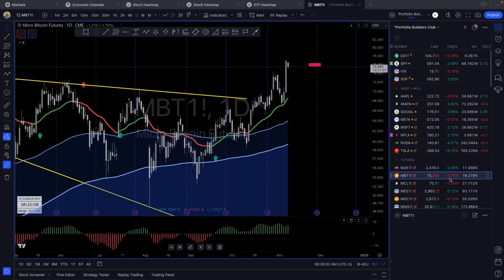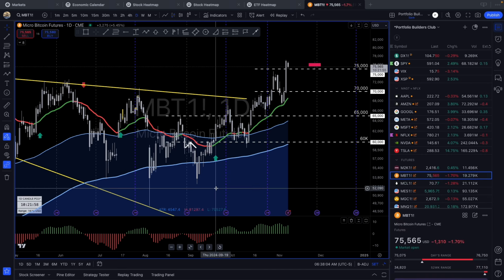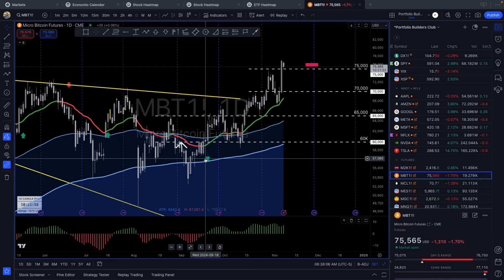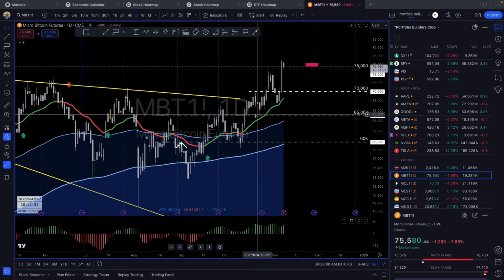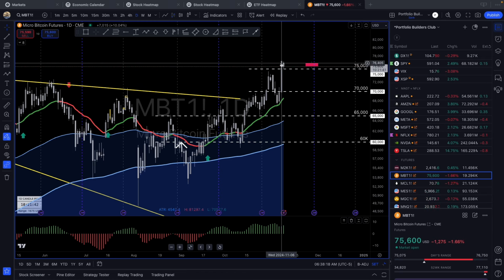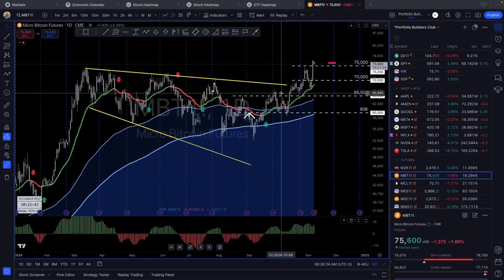All right, let's jump to Bitcoin. So Bitcoin, this is Bitcoin futures, and with Bitcoin futures, we've seen some positive movement, staying above the 25-day moving average. We had a bounce off here, and then we have the day after the election, we shot all the way up to 75,000. So that's really a good sign for Bitcoin and a milestone for Bitcoin to get up at that level.